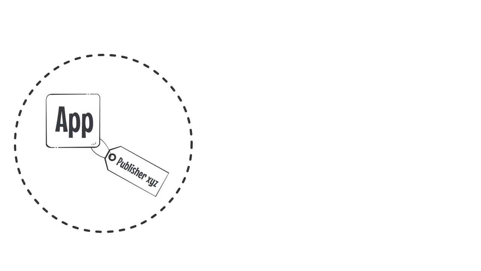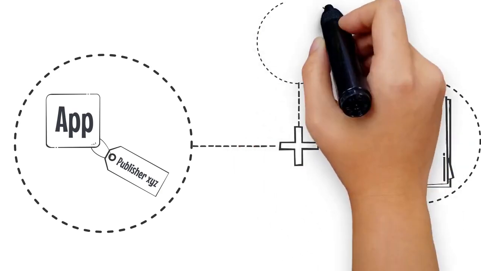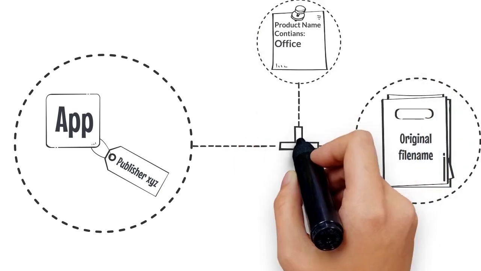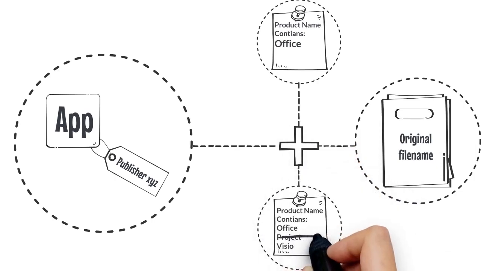In this scenario, the app is signed with the publisher certificate, so we can now put higher confidence in the associated metadata. To target a specific app, you would use the publisher in combination with something unique like the original file name. If you wanted to capture a wider range of applications with a single definition, then you could use the publisher in combination with commonalities in metadata, such as product name contains Office. Regular expressions allow us to go a stage further and target a wider range of apps while explicitly excluding others. For example, product contains Office, but not Project or Visio.